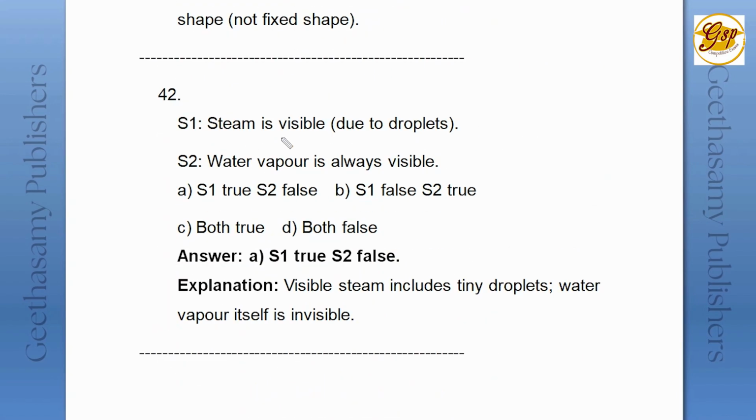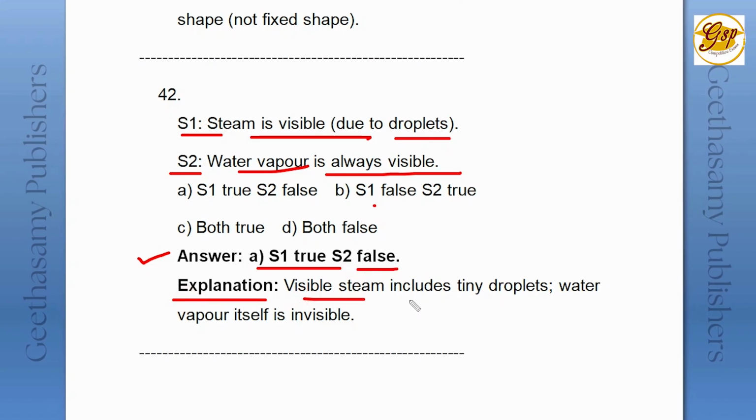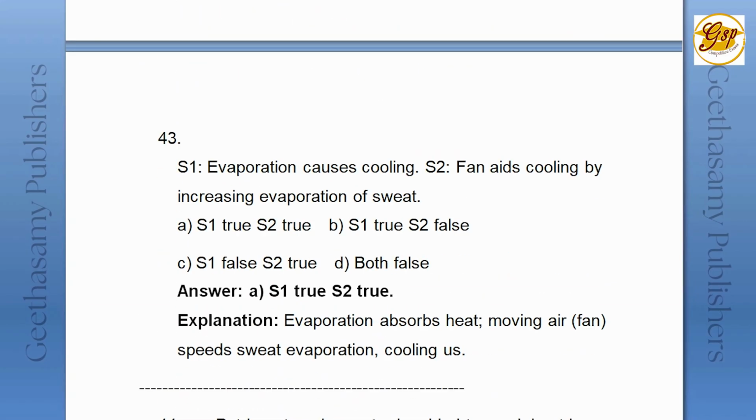Then 42nd question. Statement 1, steam is visible due to droplets. Statement 2, water vapor is always visible. So A, S1 true, S2 false. B, S1 false, S2 true. Both are true, both are false. The answer is S1 true, S2 false. So the explanation is visible steam includes tiny droplets and water vapor itself is invisible.